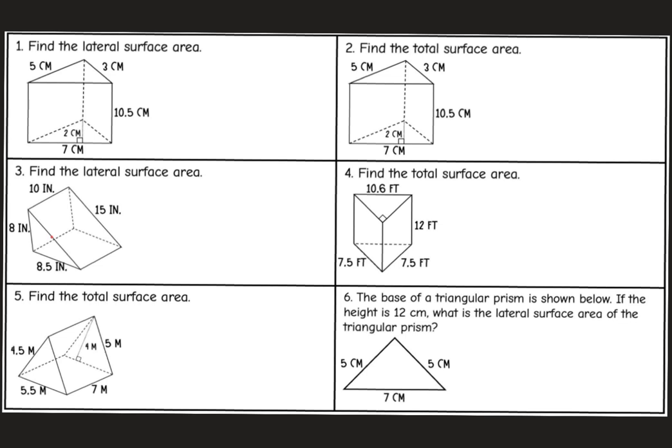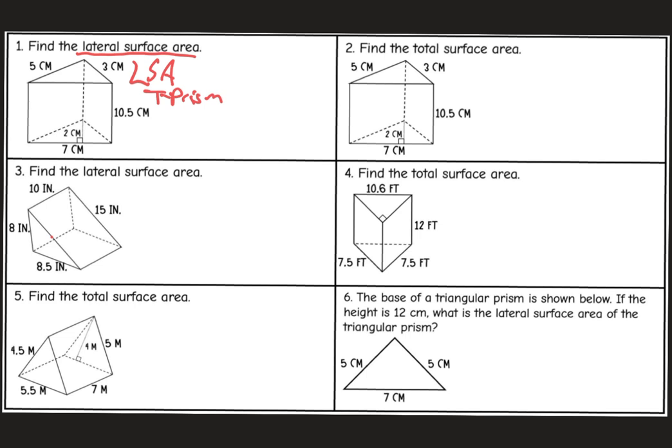Okay, number one says find the lateral surface area. And obviously our shape is a triangular prism. So find the lateral surface area of a triangular prism. I'm going to write that right here. LSA, because it's lateral surface area, as we said in class. So we have the LSA of a T prism. That's short for triangular prism.